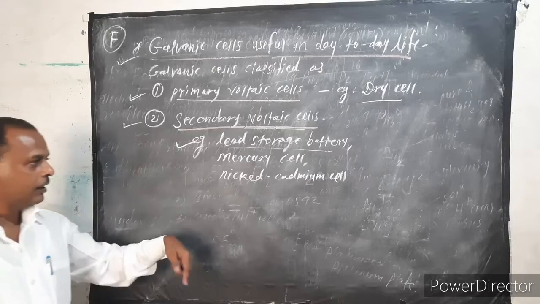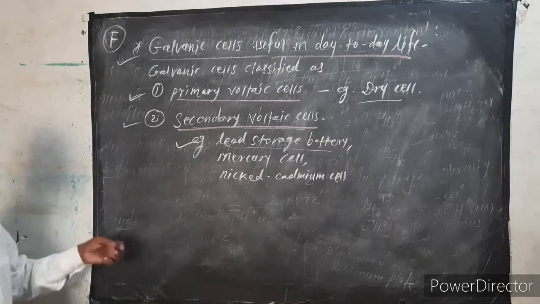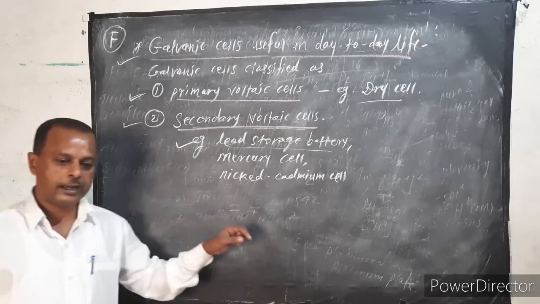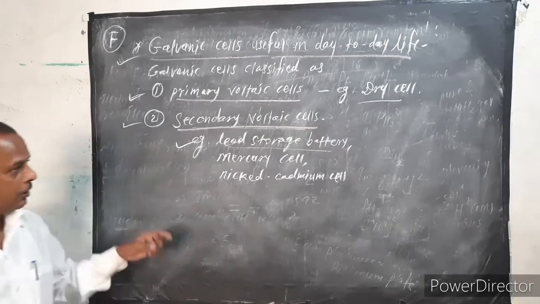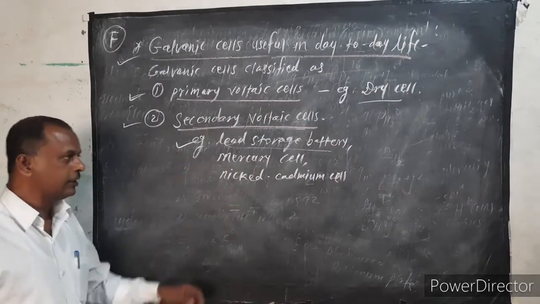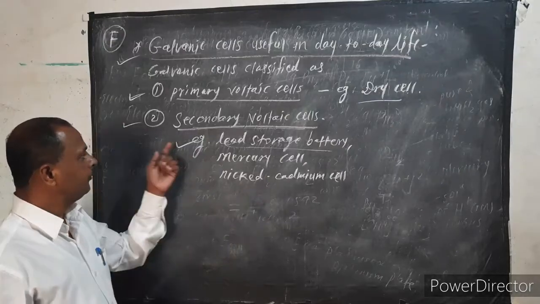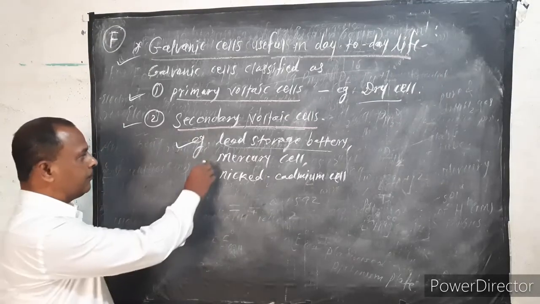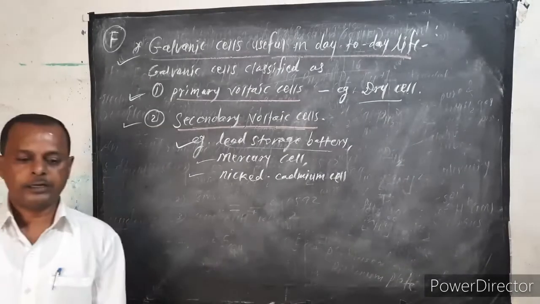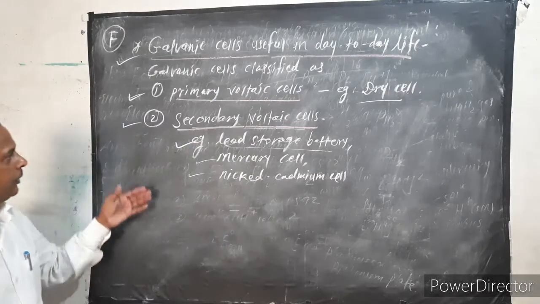In such a cell, exactly what happens? Recharging is possible by reversing the flow of current. Due to recharging, the chemicals that were consumed are reproduced again. So the electrolytes or chemicals are regenerated in secondary voltaic cells. That's why recharging is possible in them. Other examples are mercury cells and the nickel cadmium cell, called NICAD in short. This is generally the secondary voltaic cell.